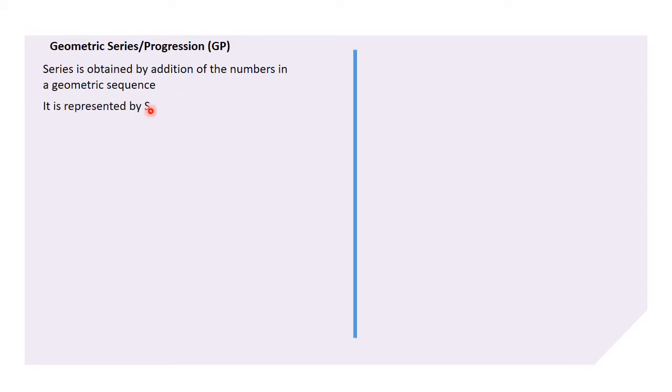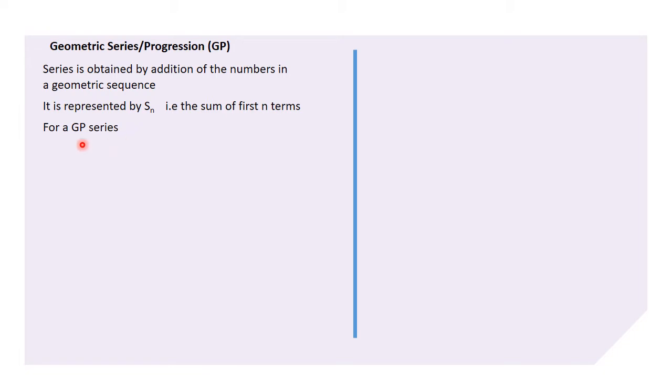Welcome to Easy Maths. In this video, we're going to be looking at geometric series, or if you like, geometric progression, which is normally called GP also. This series is obtained by the addition of numbers or terms in the geometric sequence. Normally, it's represented by Sn, which is the sum of the first n terms of that particular sequence.